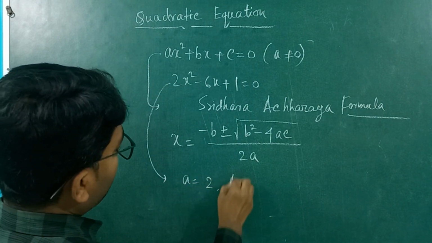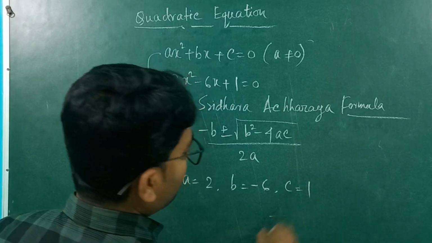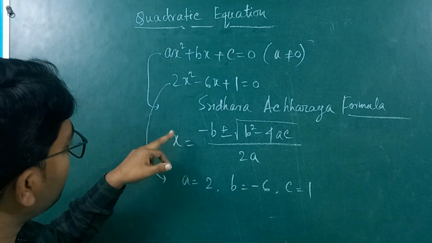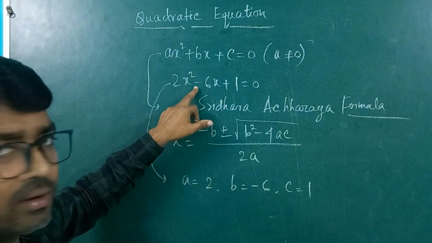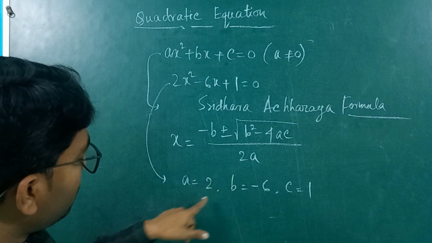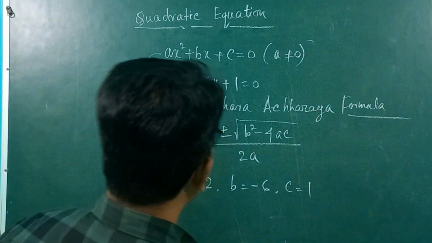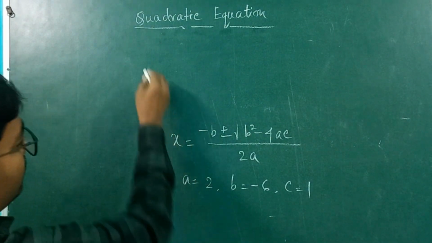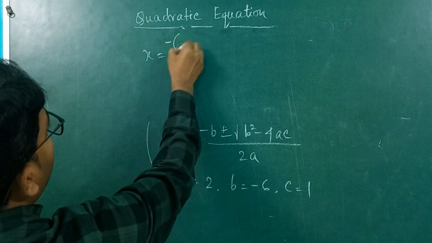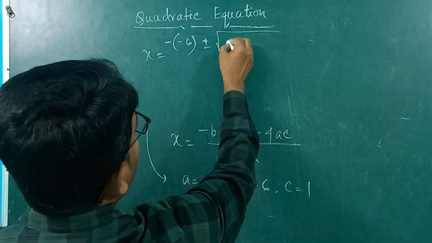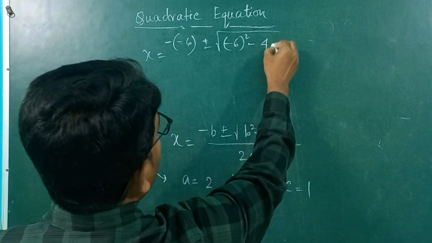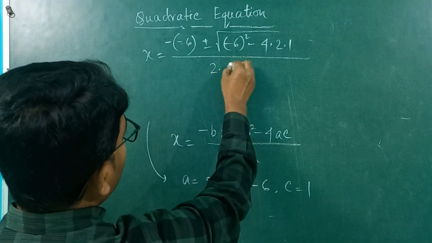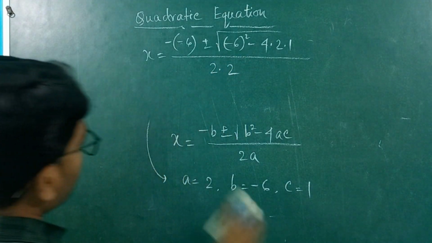Here in this equation, a equal to 2, b equal to minus 6 and c equal to 1. Always write the value of the coefficient with proper sign. Here a is 2 but b is not 6, b is minus 6 and c equal to 1. And if we put the data in this formula, x equal to minus b, that is minus of minus 6, plus minus root over b square minus 4ac, a means 2, c means 1, by 2a, 2a means this one. So we can easily calculate.